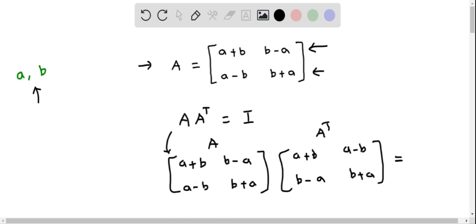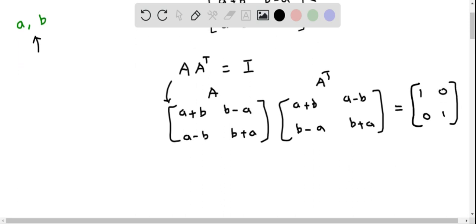Since A is a 2 by 2 square matrix, we write down the corresponding identity matrix for a 2 by 2 matrix. This is 1, 0, and 0, 1. Now let's do the multiplication of these two matrices. That is, A should be multiplied with the transpose of A.